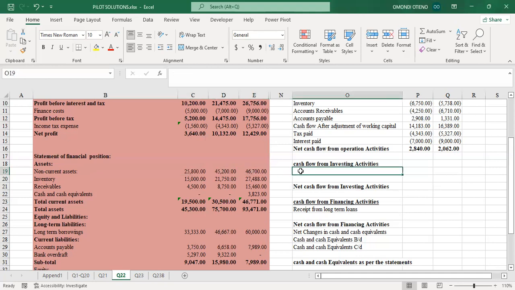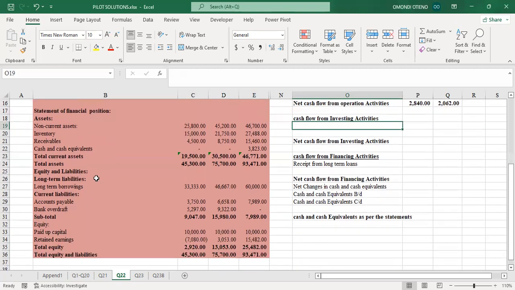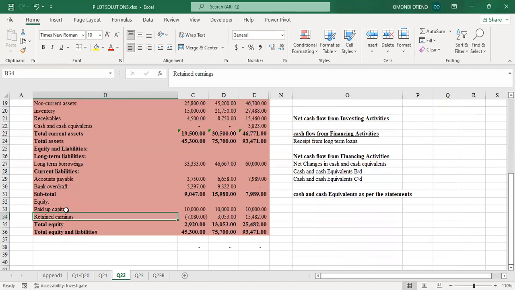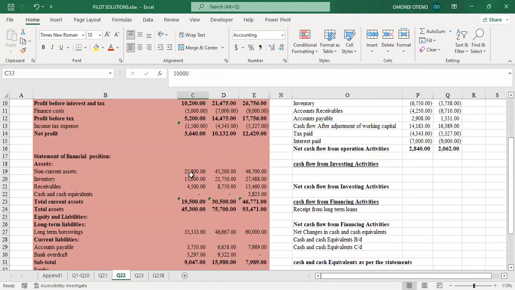So once we want to work out on this, do we have purchase of PPE? Do we have disposal? We first of all go to our statement of financial position, and go to the capital section. Do we have anything in the name of revaluation reserves? There is none. So it means these assets were not revalued. And if they were not revalued, the only thing that will affect their NBV is the depreciation expense for that specific year.